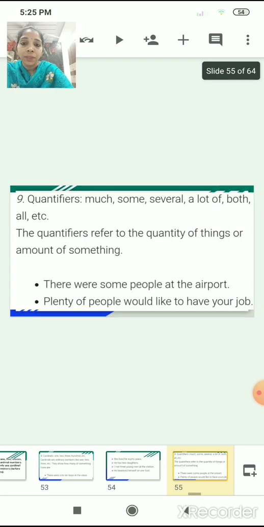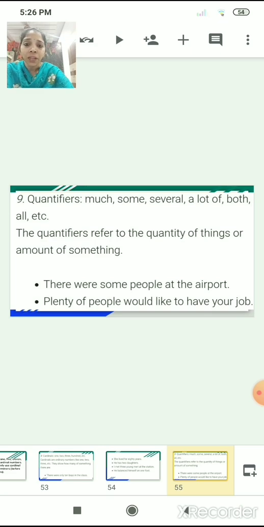Now the next determiner is quantifiers. Now let me tell you about quantifiers. Quantifiers are also determiners which modify a noun to indicate its quantity. Now the words which are commonly used as quantifiers are much, some, several, a lot, both, all, etc. So quantifiers refer to the quantity of things or amount of things.